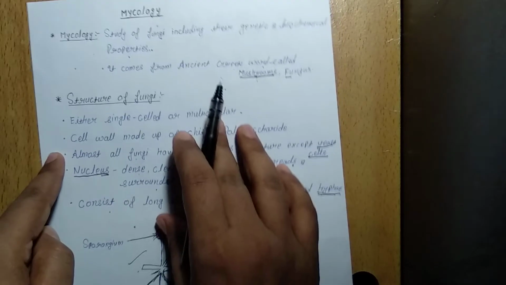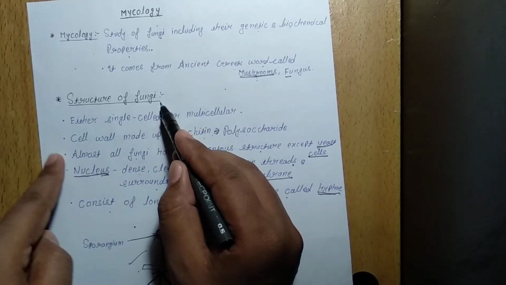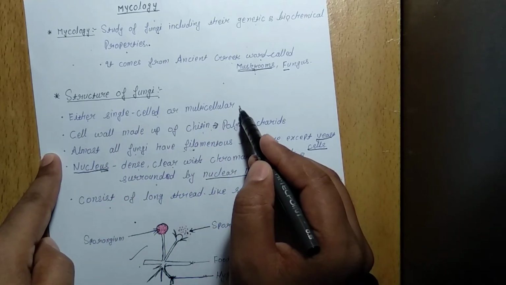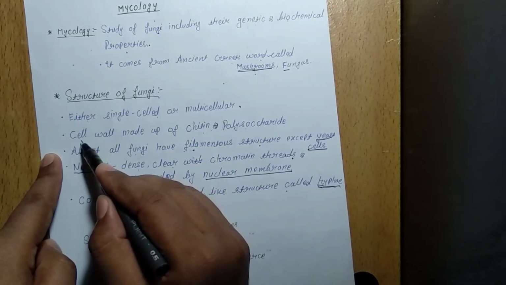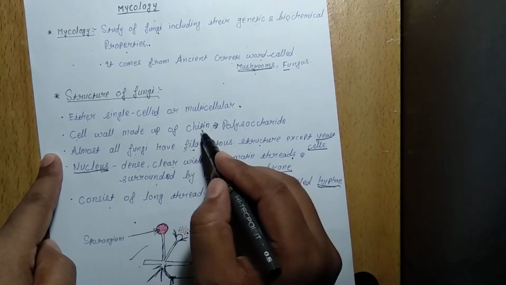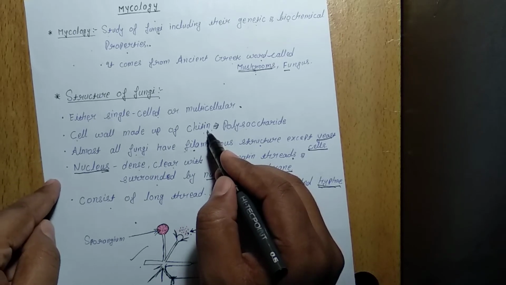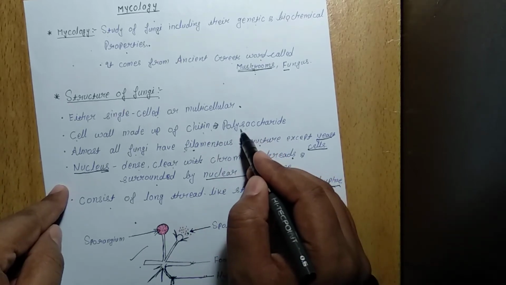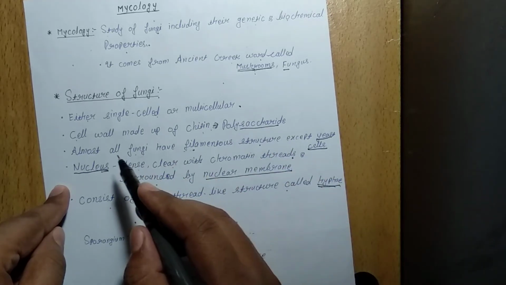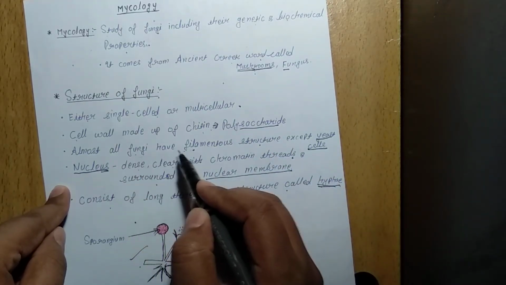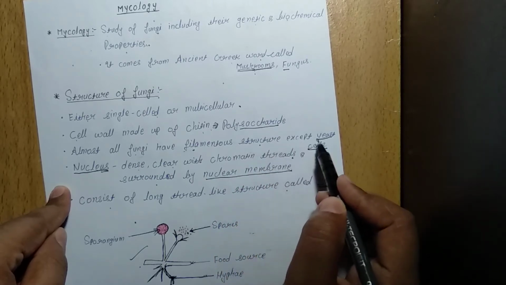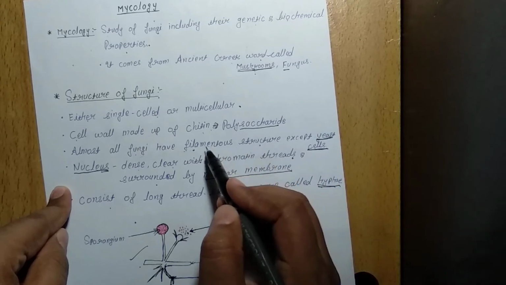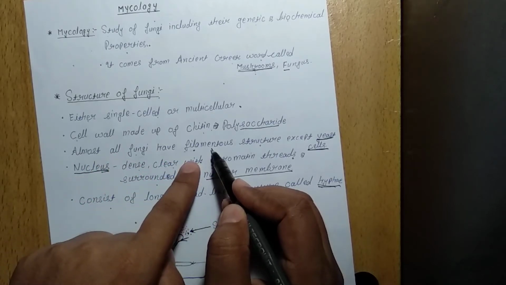Now, the structure of the fungi. Fungi are either single-celled or multicellular, and they have a cell wall made up of chitin. Chitin is a fibrous structure which consists of polysaccharides. Almost all fungi have a filamentous structure, except the yeast cells.